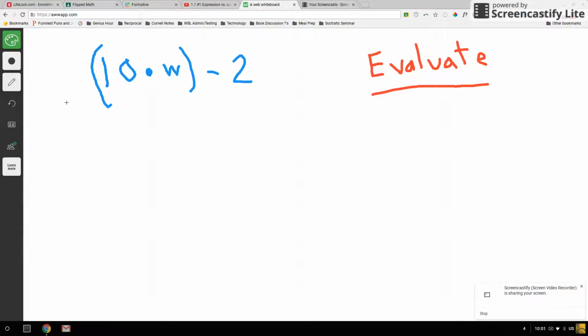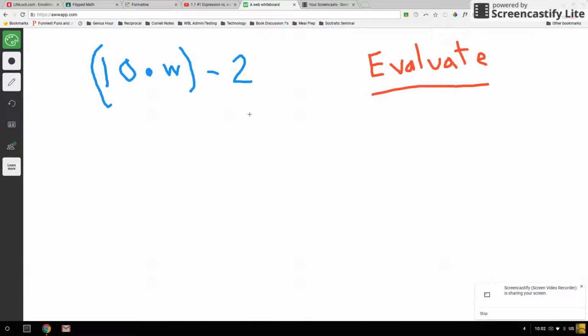All right, you see I have an expression here, 10 times w minus 2. Now you see I have some parentheses. I have a variable that I'm trying to solve for. And we know that this is an expression because I don't see an equal sign. All right, and we know that I don't know what w is because I don't know what it would equal, so I can't figure out what this is, making this an expression, not an equation.